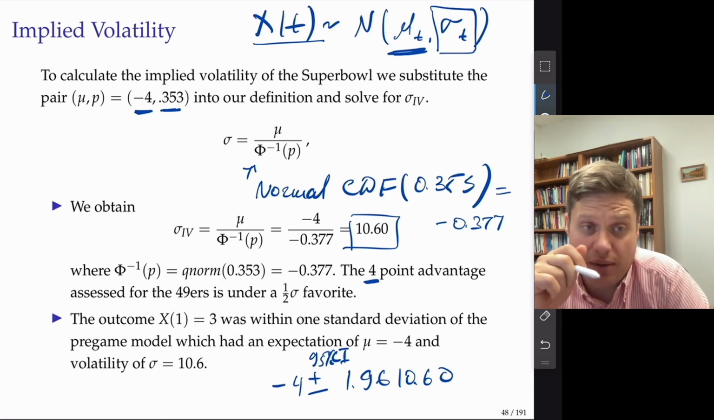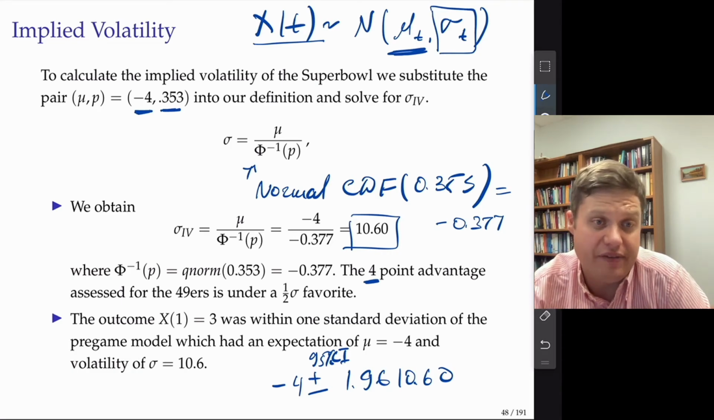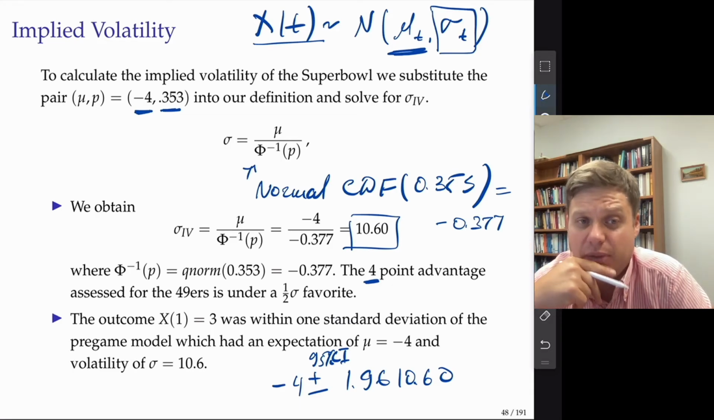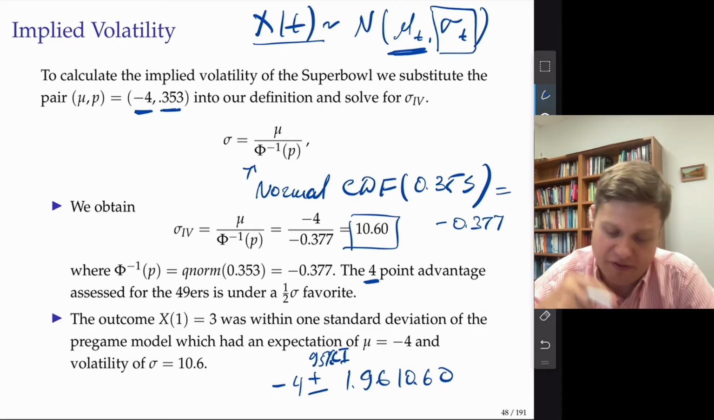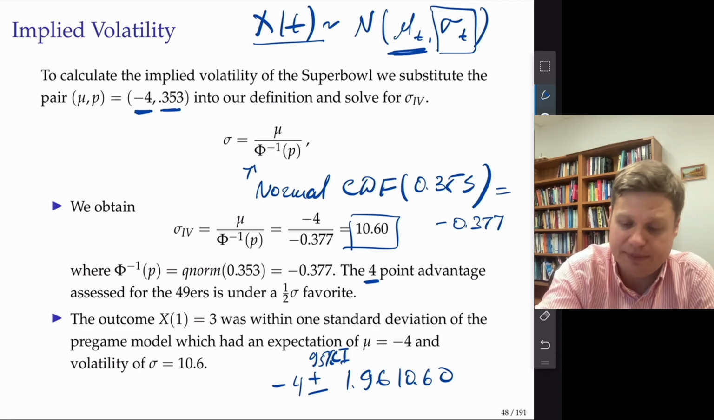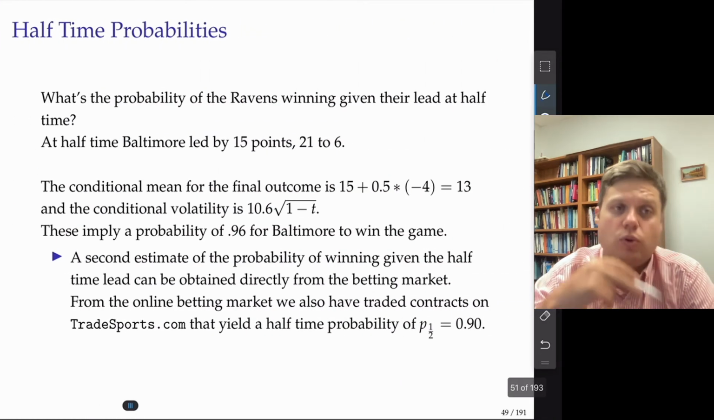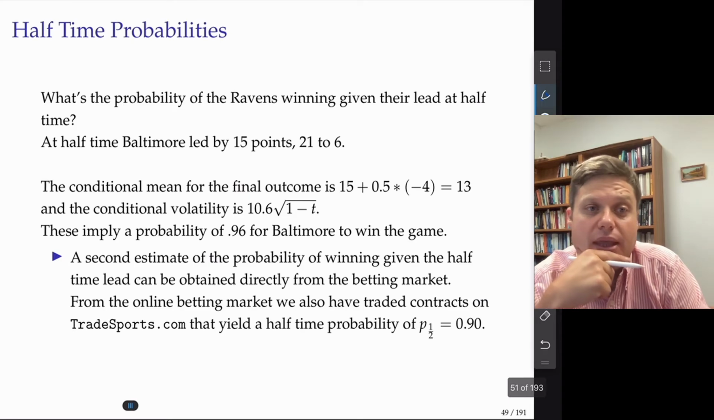And the outcome, the spread was 3, the outcome was within 1 standard deviation of the pregame model, which had an expectation of -4 and volatility of 10.6. So the prediction wasn't that bad, although the outcome did not agree with the prediction, but still the outcome was within 1 standard deviation of the predicted score at the end of the game, predicted spread.